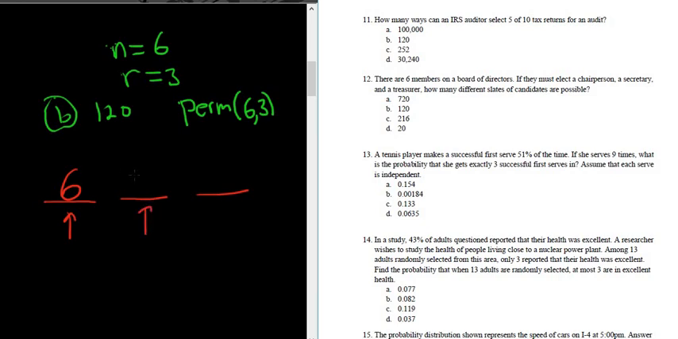Now there are 5 ways left to pick the secretary. And now you only have 4 people left, so there's 4 ways left to pick a treasurer. The number of ways to pick all 3 positions is the product by the multiplication rule. So 30 times 4 is 120. That's it.